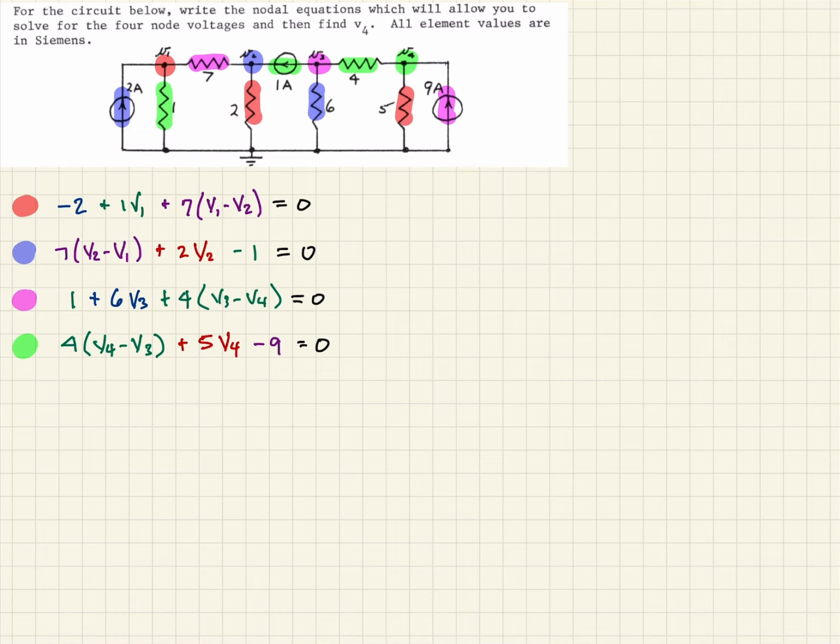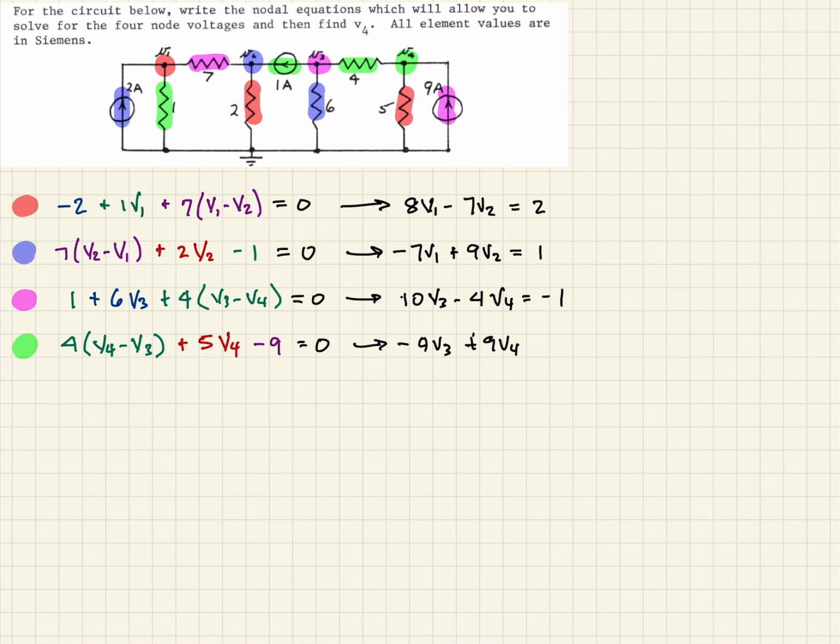So next we need to combine like terms and rearrange things just a little bit. When we do that, again, just algebra here, we'll get 8v1 minus 7v2 equal to 2. For the next one, it'll be minus 7v1 plus 9v2, and that'll equal 1. Then we'll have 10 times v3 minus 4 times v4, that'll equal minus 1. And then finally, minus 4v3 plus 9v4, and that's equal to 9.